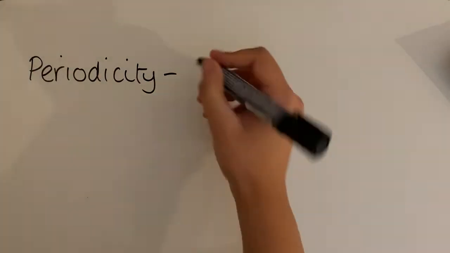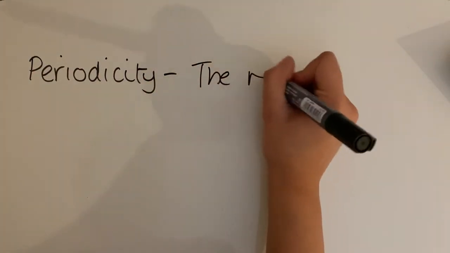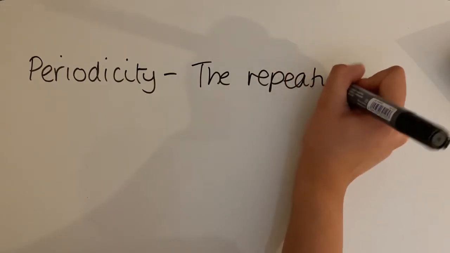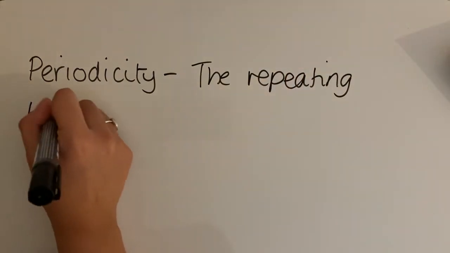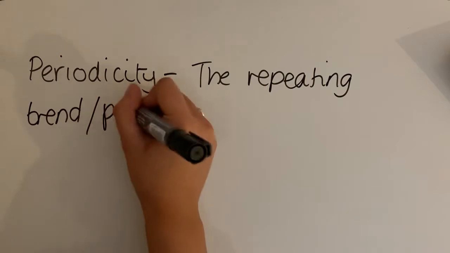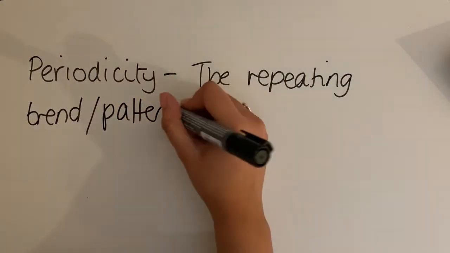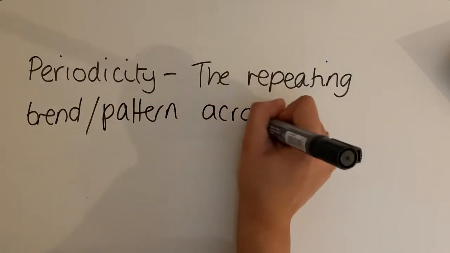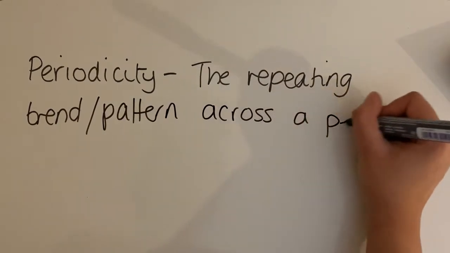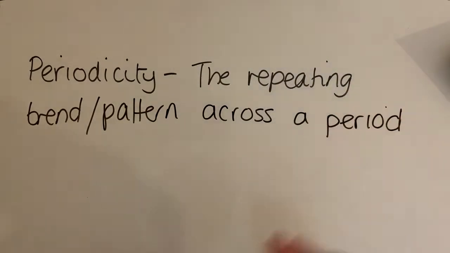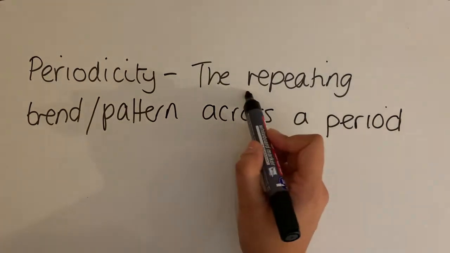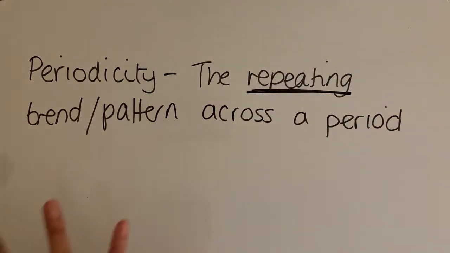So periodicity is the repeating trend or pattern, either word is fine, across a period. So textbook definition, when you do use it in an exam, make sure you have the term repeating. Don't just say it's the trend across a period. It must be the repeating trend across a period.